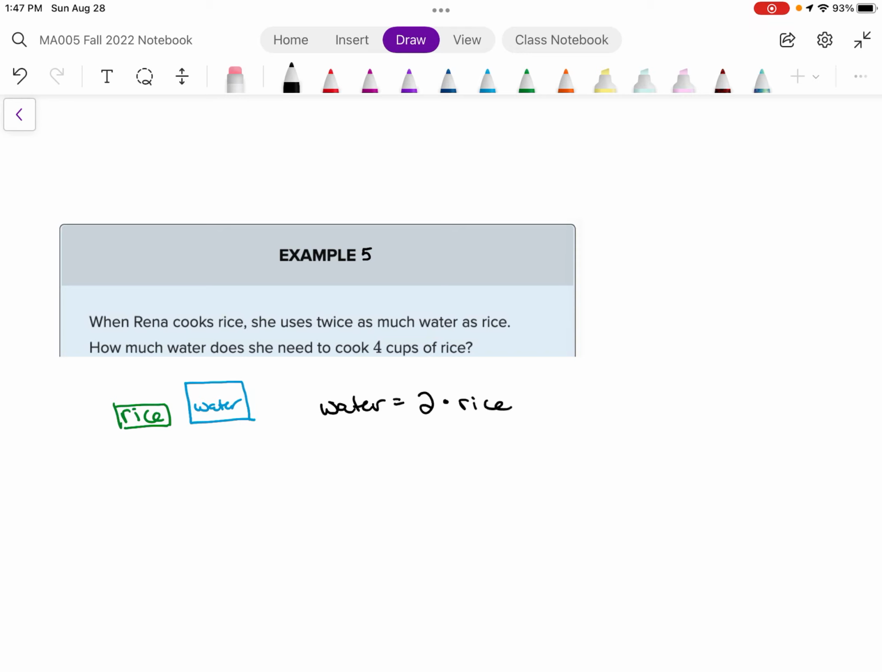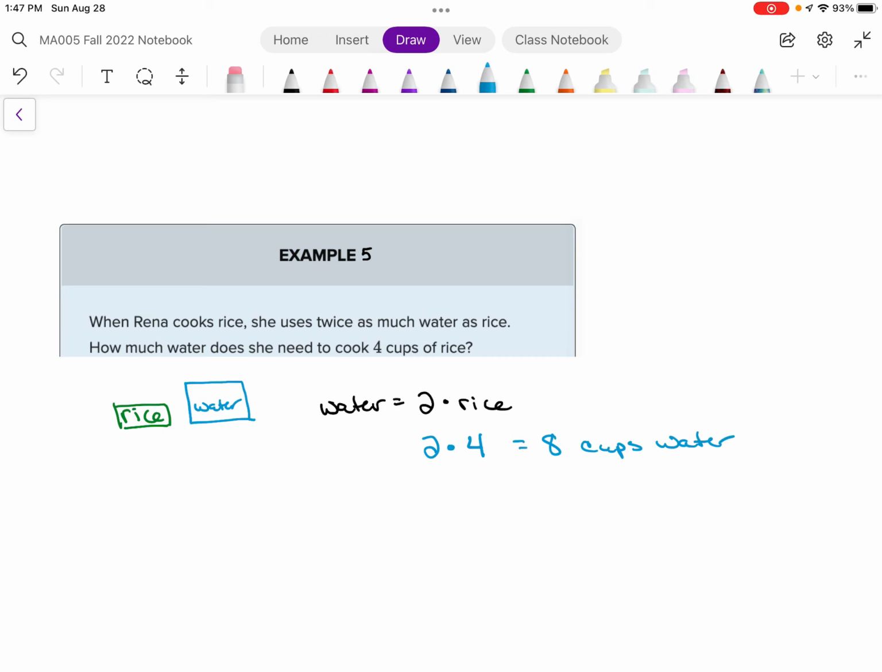Okay, so I'm converting it into math language. So water equals twice, which is 2 times the rice. And we're going to get lots of practice with translating. Is always the equal sign. Okay, so water is twice the rice. And let's see, 4 cups of rice. So we're going to have 2 times 4 is 8 cups of water.